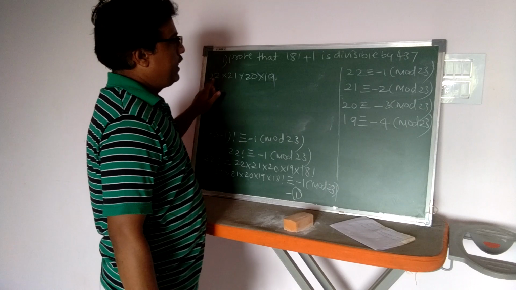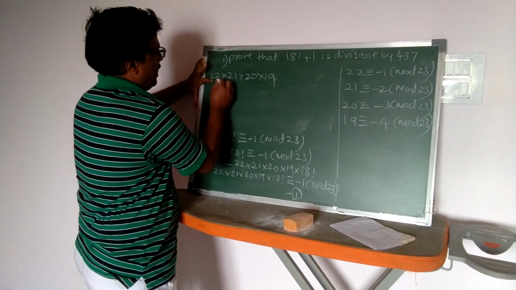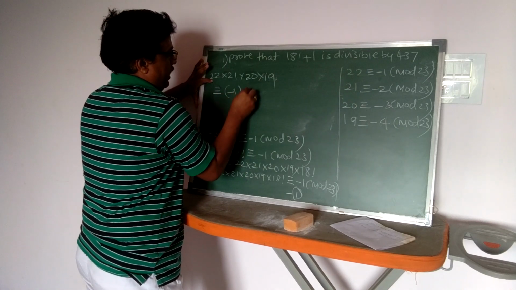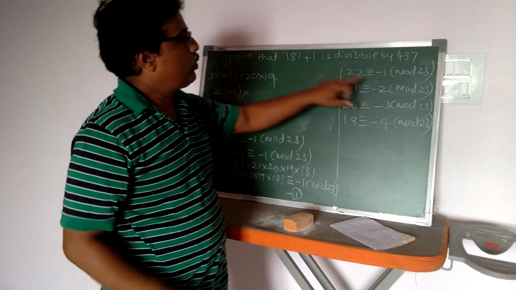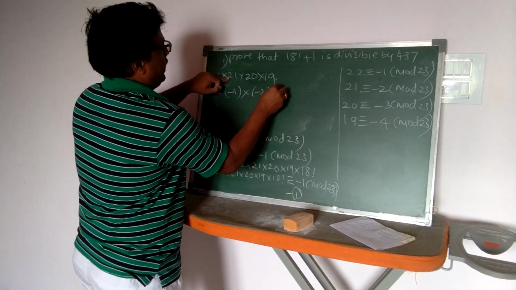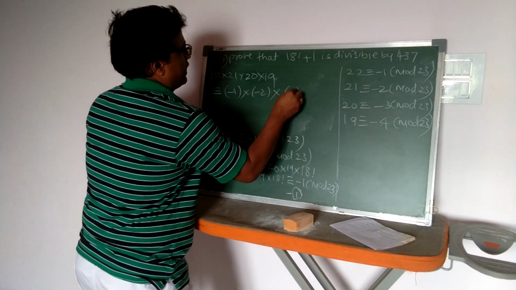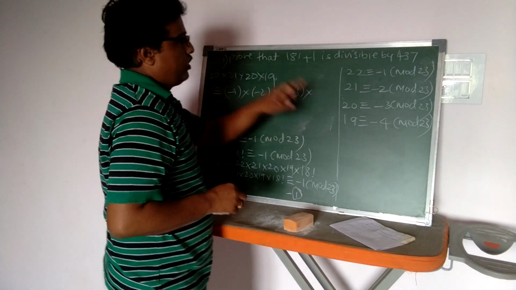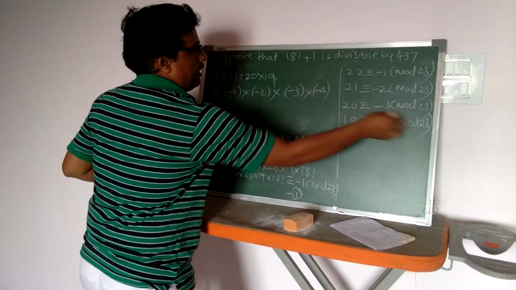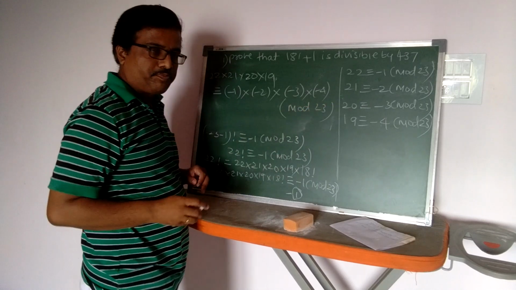Now see here, 22 is congruent to minus 1. So here I'll write 22 is congruent to minus 1. Next, 21 is congruent to minus 2 mod 23, so I'll write minus 2. Then 20 is congruent to minus 3 mod 23, so I'll write minus 3. And 19 is congruent to minus 4 mod 23, so I'll write minus 4. And last is mod 23.